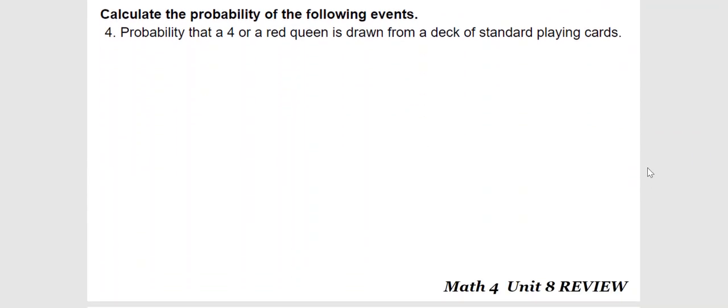Now, probability that a 4 or a red queen is drawn from the deck. We do know that there is the 4 of clubs, 4 of diamonds, 4 of hearts, 4 of spades. There are 4 out of the 52 cards. That would be a 4. The word or means that we're going to add these. A red queen would be queen of hearts, queen of diamonds. There are 2 out of the 52, and there's no overlap between these two, so nobody got counted twice. So we have a 6 out of 52 chance of drawing one of these 2 cards. That would reduce down to 3 over 26.